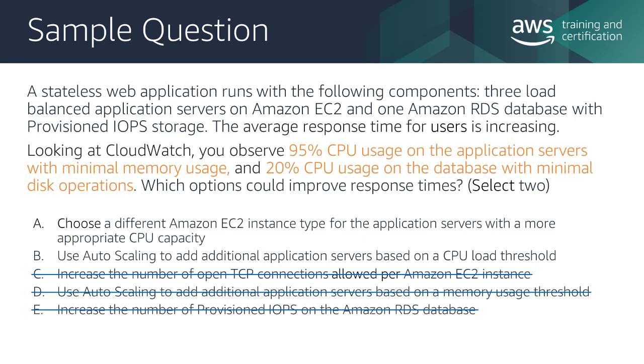So what are the correct answers? Well, we look at option A to go ahead and choose a different instance type, or using auto-scaling for application servers based on their CPU load threshold.